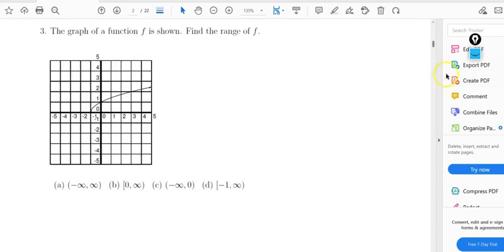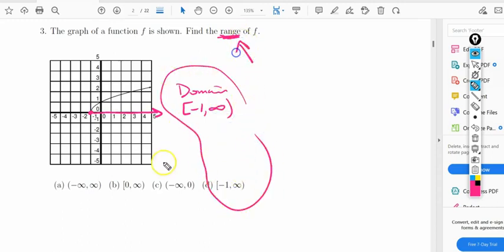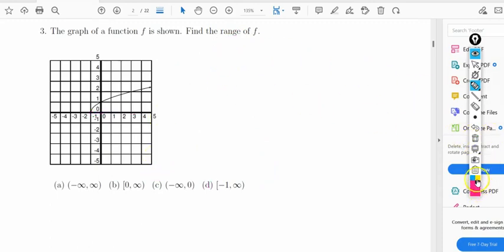Okay, now what's important here is you've been asked for the range. And what a lot of students will do is they'll look at this and do the domain. Domain is how wide it is on the x-axis, so we start at -1 and keep going forever. So that is the domain. That is not what you've been asked for. So be very careful to read the question as to what you've been asked for.